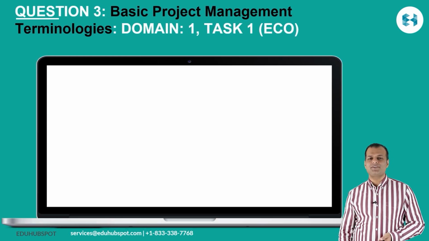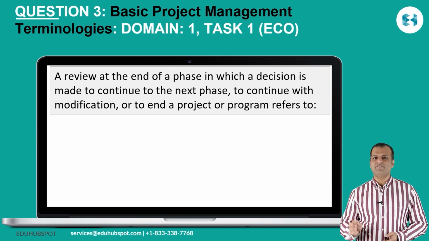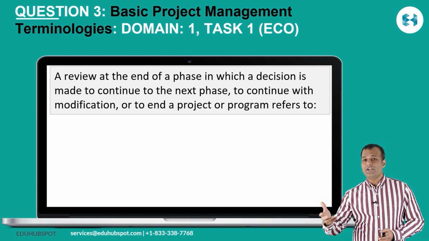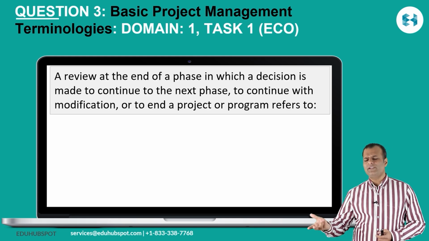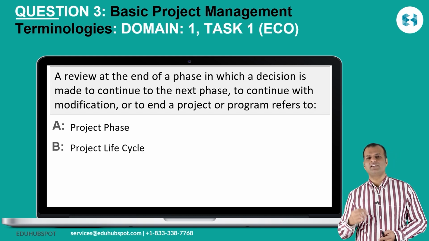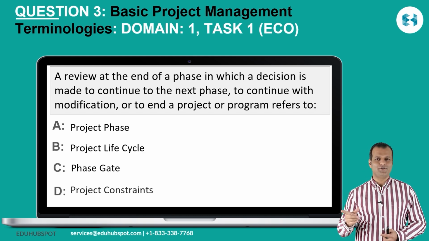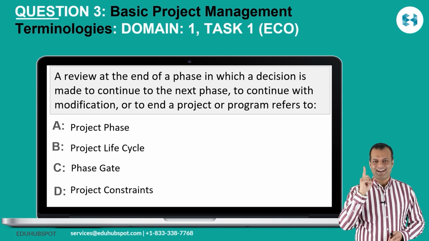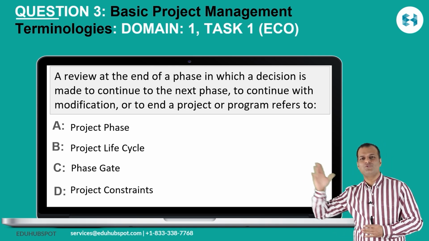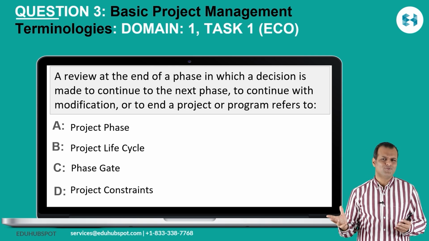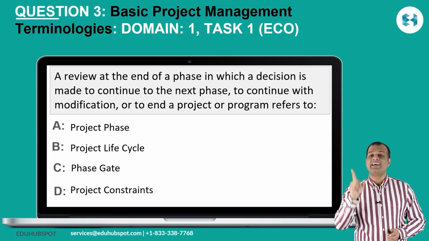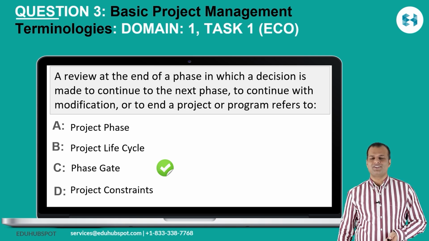Let's do the third question. A review at the end of a phase in which a decision is made to continue to the next phase, to continue with modification, or to end a project or a program is known as A, project phase, B, project life cycle, C, phase gate, or D, project constraint. I think you already know the answer to this. Remember, it's a review where you take a decision. Should you move forward or should you not? Or should you kill the project? That's your kill point, also known as phase gate, which is option C.